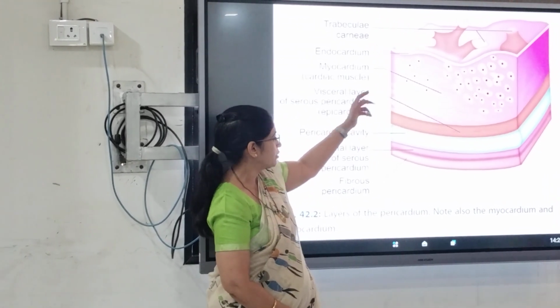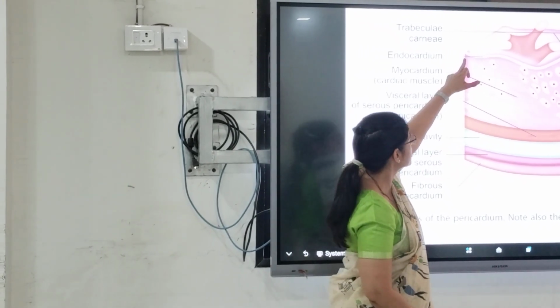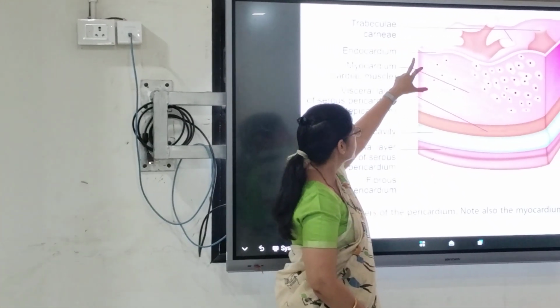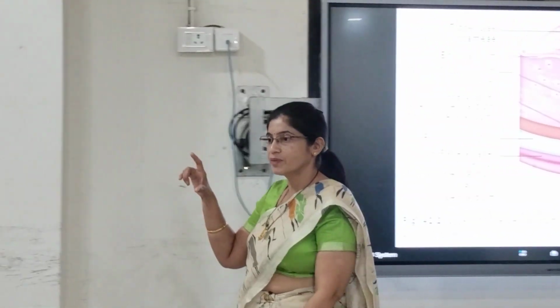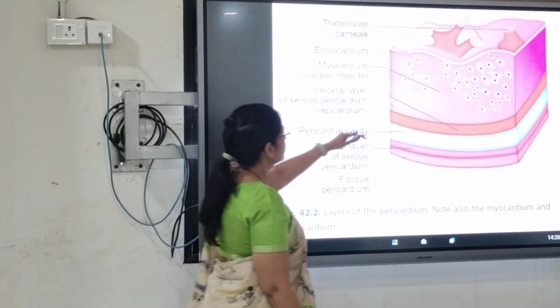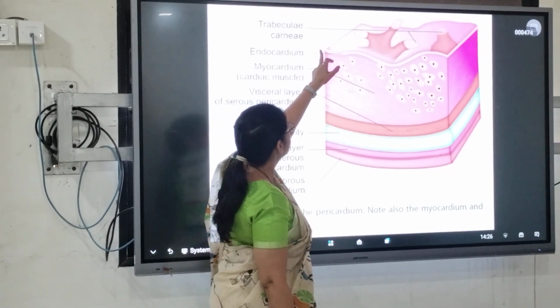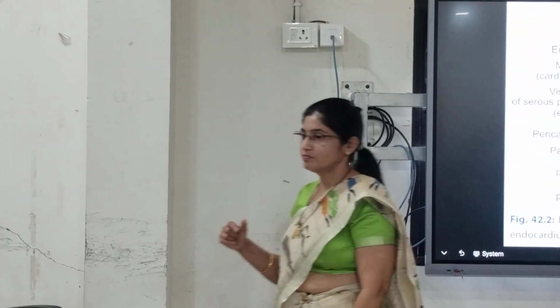Inside the pericardial cavity, this whole area is the myocardium. You can see the thickness of the myocardium. It is much thicker, and it consists of cardiac muscles. Inner to that there is the endocardium, a very thin layer.